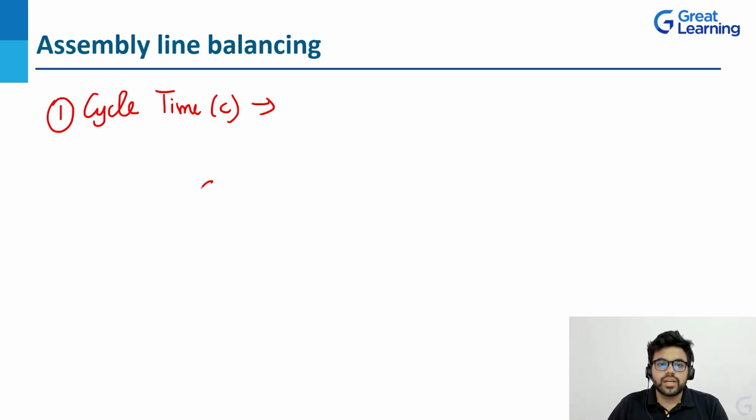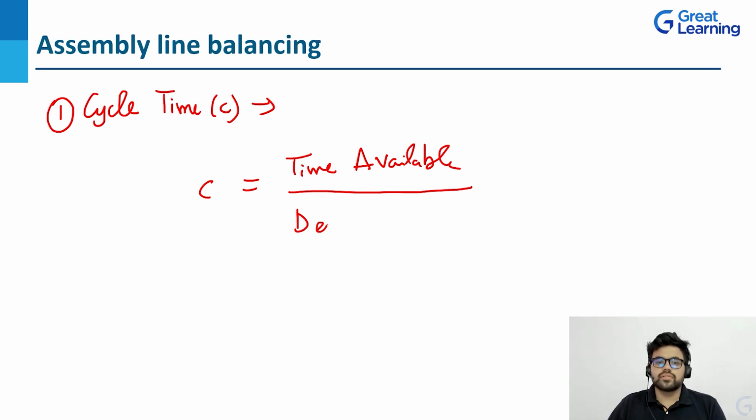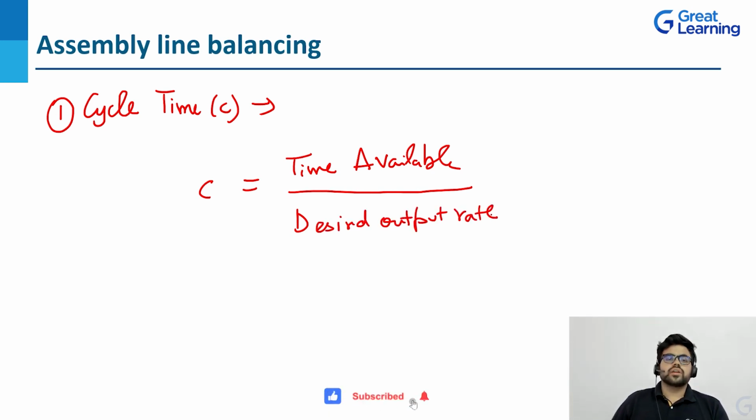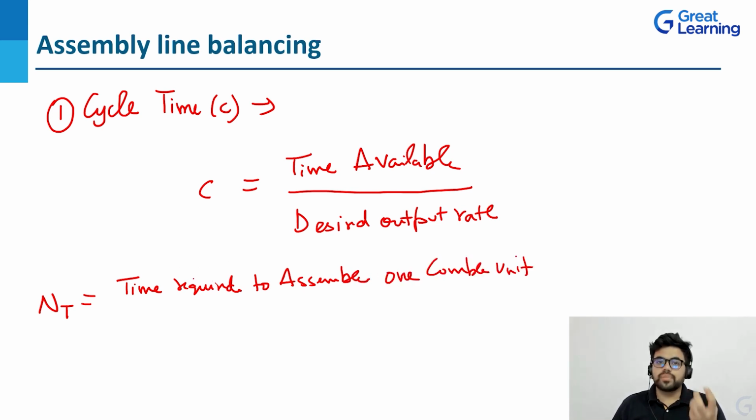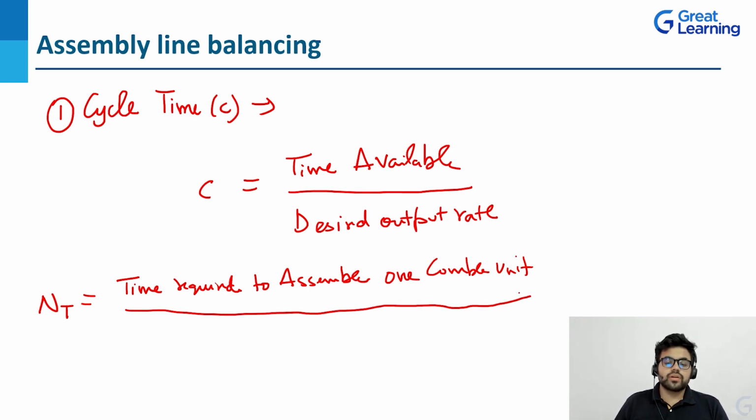Now how do we calculate it? C is equal to the time that is available to us divided by the desired output rate, right? This is how you would calculate a particular cycle time. Now after this you need to calculate the theoretical number of stations required, that is, the minimum number of stations required to achieve that particular desired output, right? So the number of stations would be nt. We'd consider the theoretical number of stations as nt. That is the time required to assemble one complete unit, the whole divided by the cycle time that we just calculated, right? So this will give us the minimum number of stations that are required.